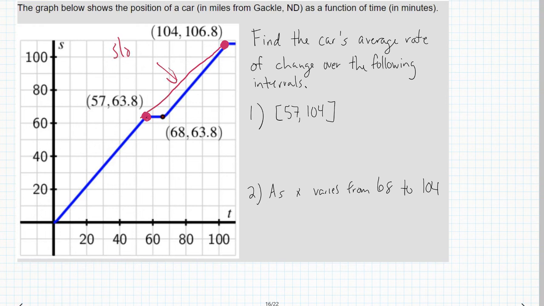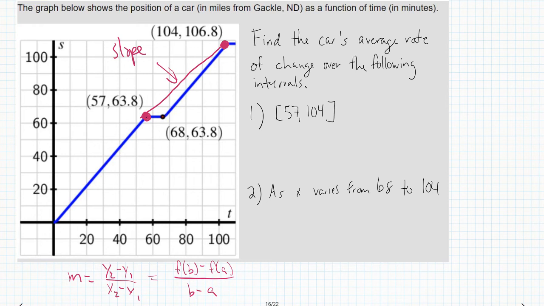Average rate of change just wants you to find the slope. Remember, we already talked about the slope: slope equals y2 minus y1 all over x2 minus x1. Or you can do f of b minus f of a all over b minus a. This is the same thing, because we have a function here. Same song and dance, but now we have the two values.